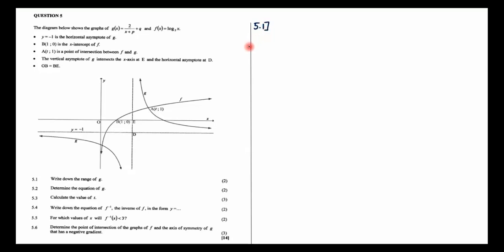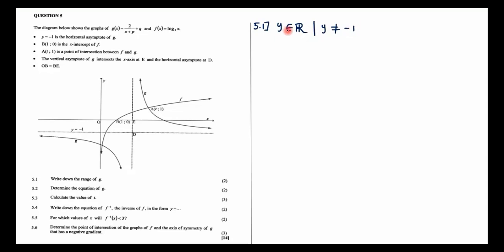So the 5.1 here says let's write down the range of g, right? Now what is a range? A range is basically where the graph is sketched on the y-axis, or the y values where your graph is sketched. So now with the hyperbola, we know that all the values of the hyperbola are where your graph is sketched, except for the value that is going to be your horizontal asymptote. So here we know that we have our horizontal asymptote, which is -1. So we're going to say such that y is not equals to -1.